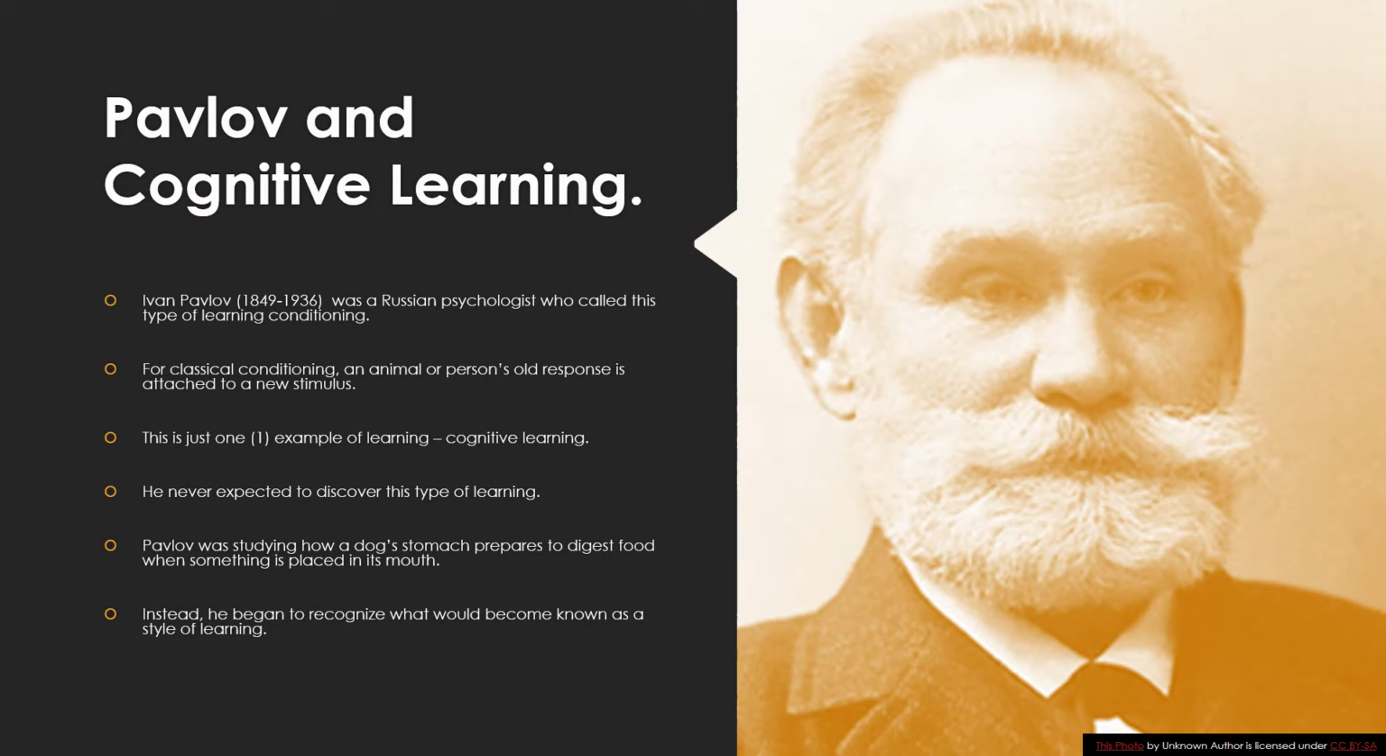So, Pavlov and cognitive learning. Ivan Pavlov was a Russian psychologist who called this type of learning conditioning. In classical conditioning, an animal or person's old response is attached to a new stimulus. And this is just one example of what we call cognitive learning. Now, Pavlov never intended or expected to discover this type of learning. He was actually studying how a dog's stomach prepares to digest food when something is placed in its mouth. Instead, Pavlov recognized that he was learning about a different style of learning as well.